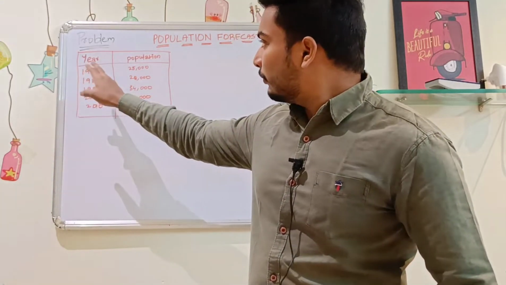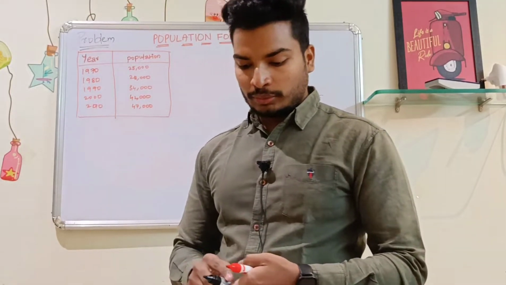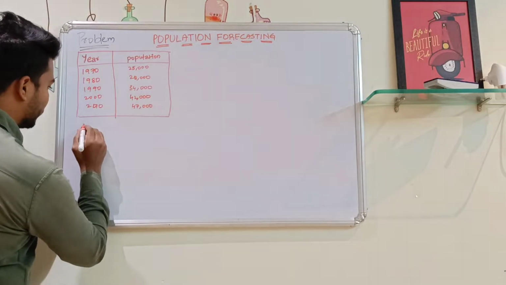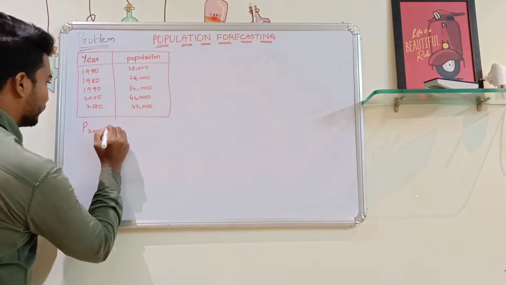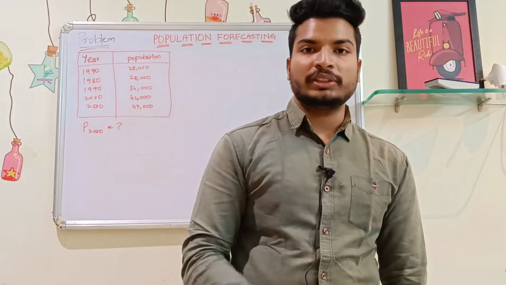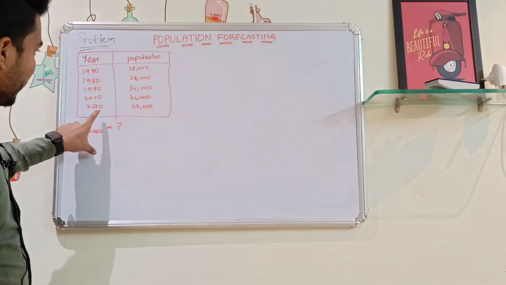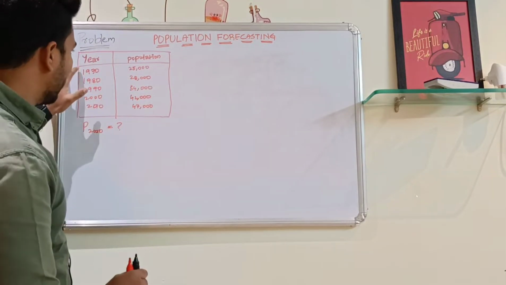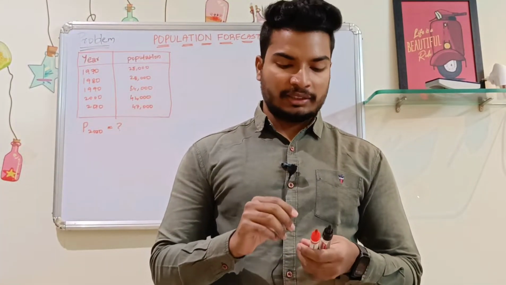Here the population is given with the respective year. We need to estimate the population in 2030. So what is the population in 2030? We know the population trends up to 2010, which is the latest population that we know, starting from the year 1970. The first method that we'll calculate is the arithmetic increase method.